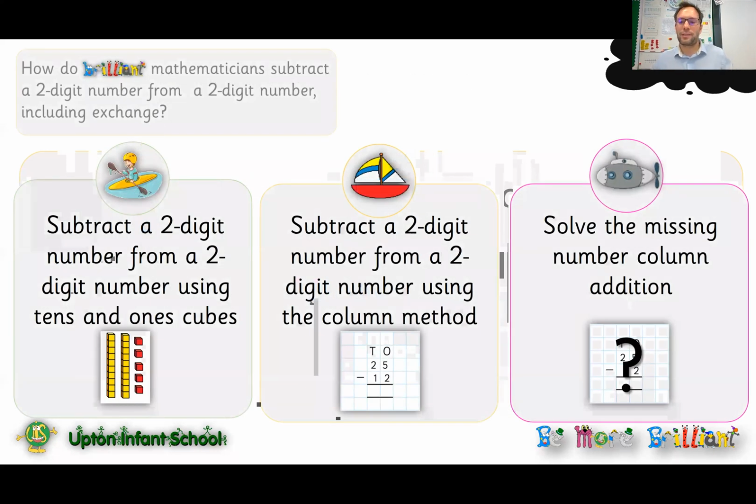Okay, then let's go on to today's challenges. Now, today we are all going to be doing some subtraction, and there's going to be exchange in these questions. Our green challenge is subtracting using our tens and ones equipment. Our middle challenge is subtracting using the column method, and then we've got some missing number problems for you for our pink challenge.